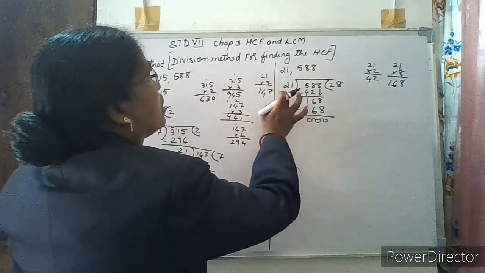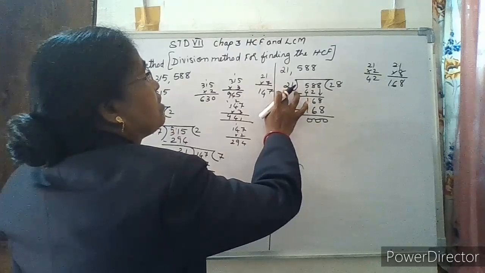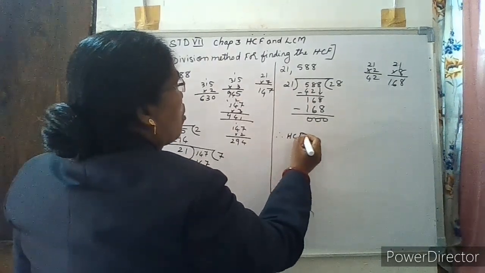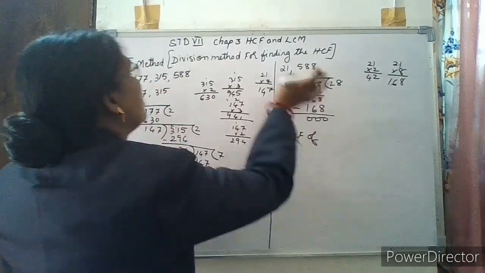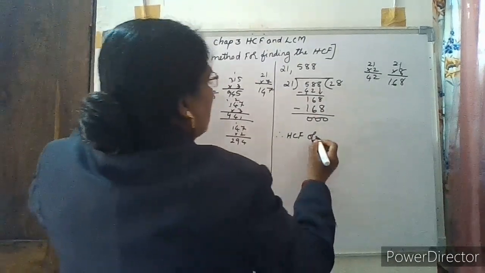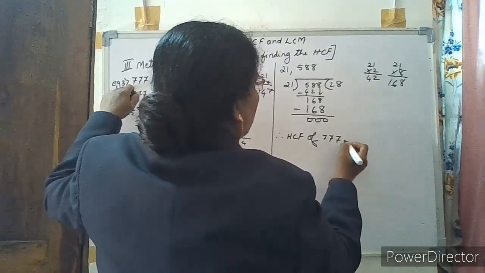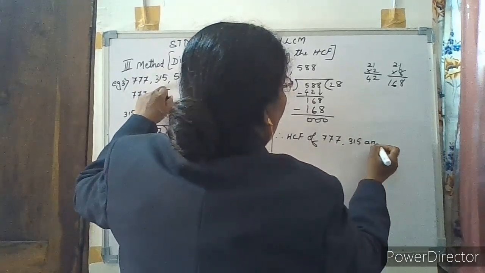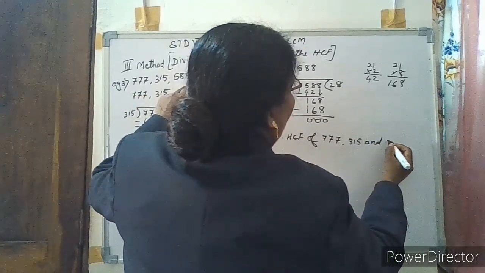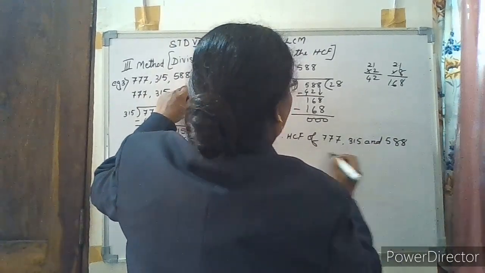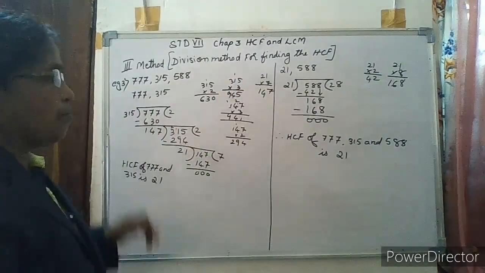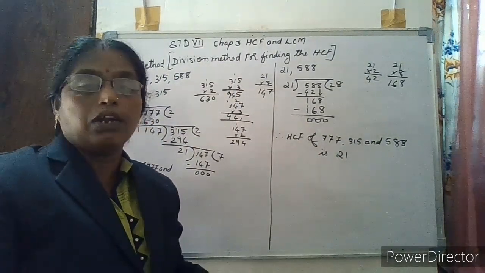The last divisor is 21. Therefore, HCF of all the three numbers, that is 777, 315 and 588, is 21. 21 is the HCF. So this method is very convenient for big numbers.